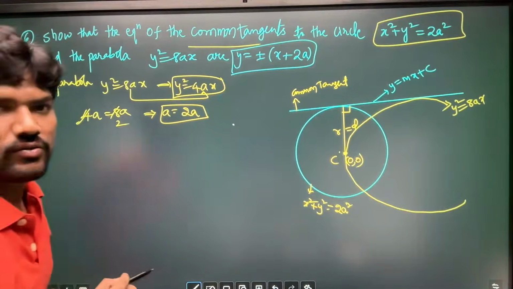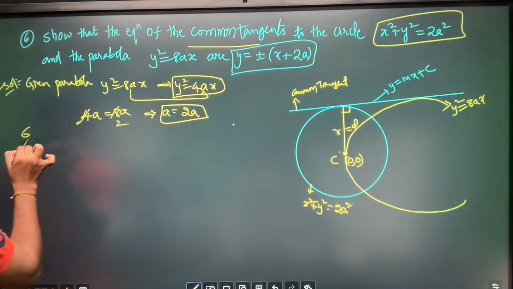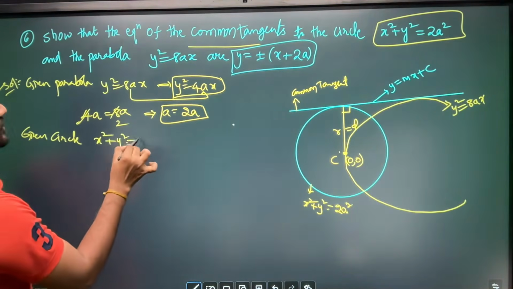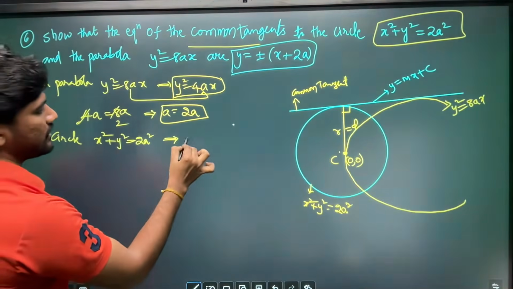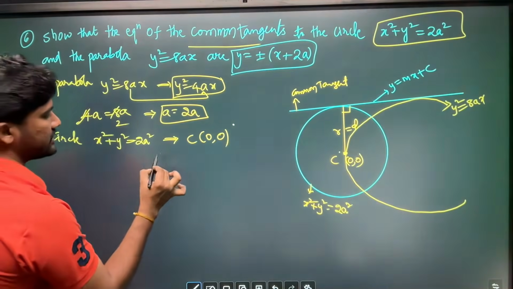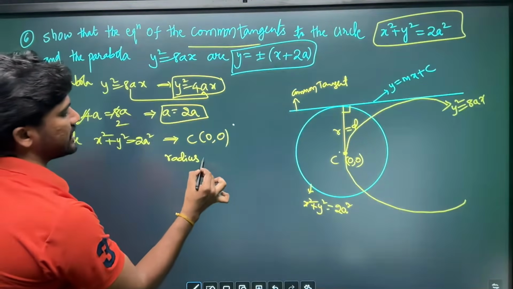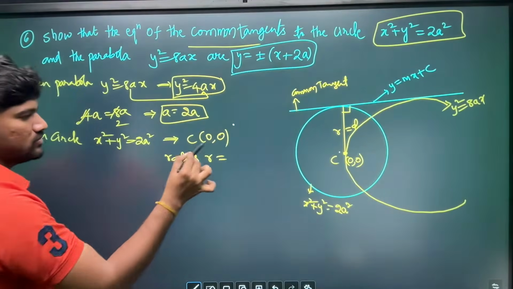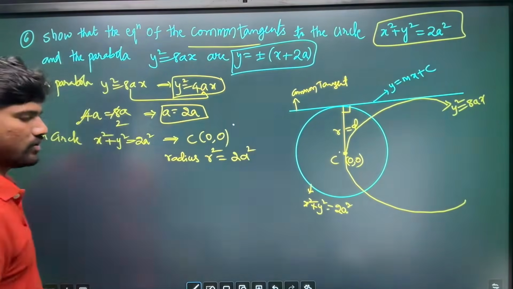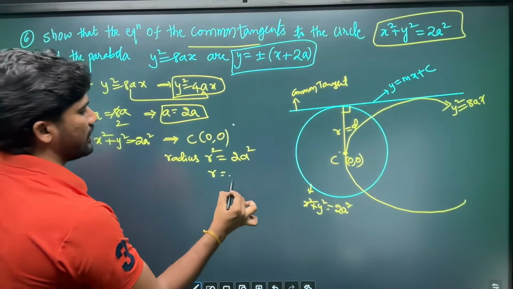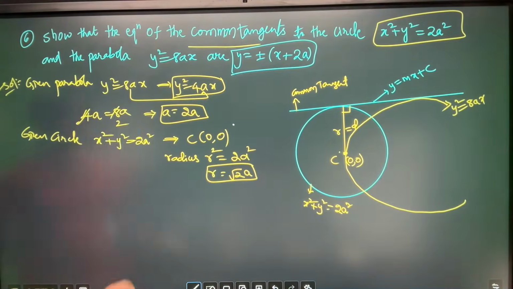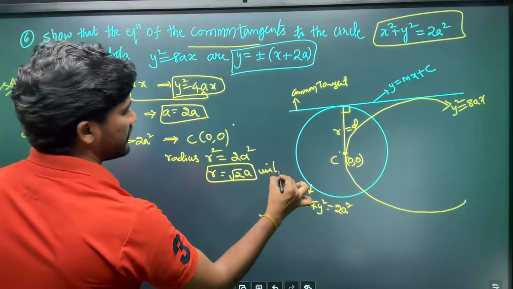And what is the given condition? We have the given circle, x square plus y square is equal to 2a square. The center of this circle is the origin, you know very well, x square plus y square is equal to r square format. And what is the radius of this circle? r square is equal to the RHS, 2a square. So I want the small r value: root 2 into a. This is the radius of the given circle, root 2a units.